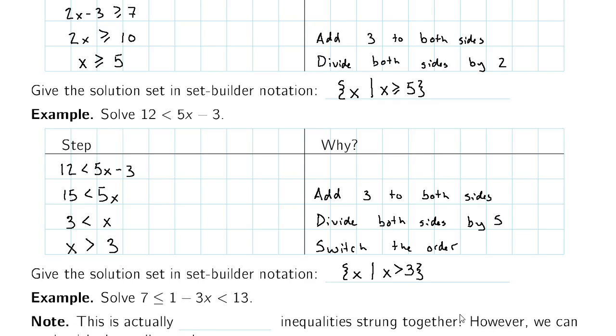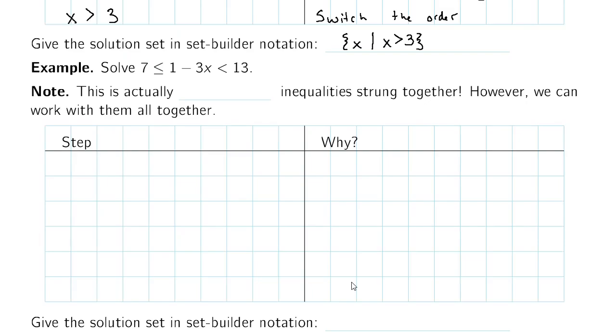Okay, let's see one more. This is something that we see with inequalities that we don't really see with equations. In this inequality, we're saying 7 is less than or equal to 1 minus 3x, which is less than 13. So this is actually two inequalities strung together. Right, we have our first inequality here, and then we have our second inequality here. There are two comparisons being made to 1 minus 3x.